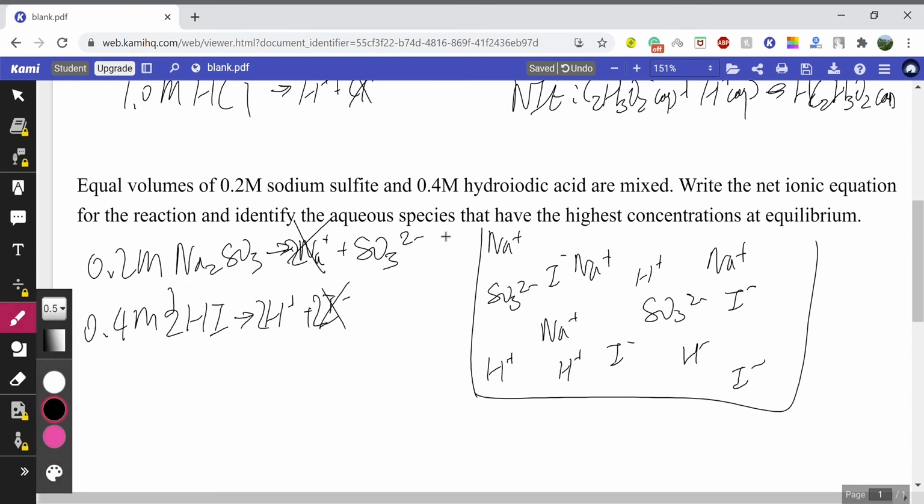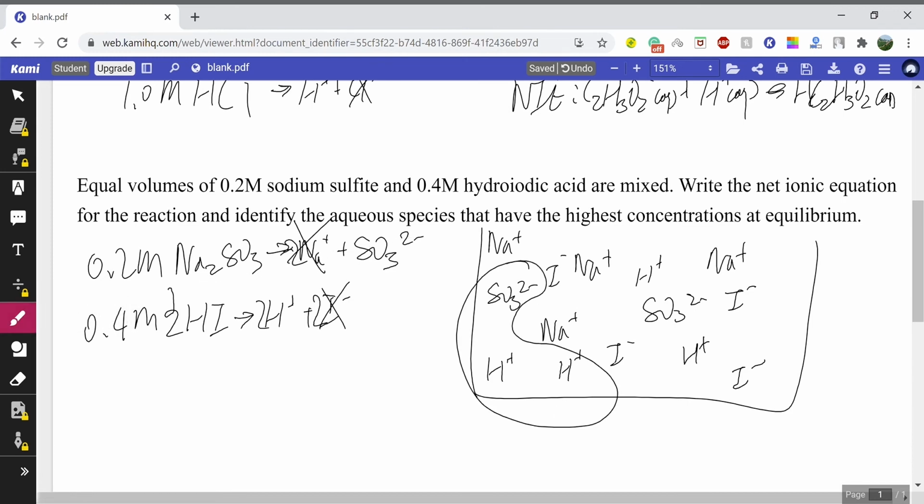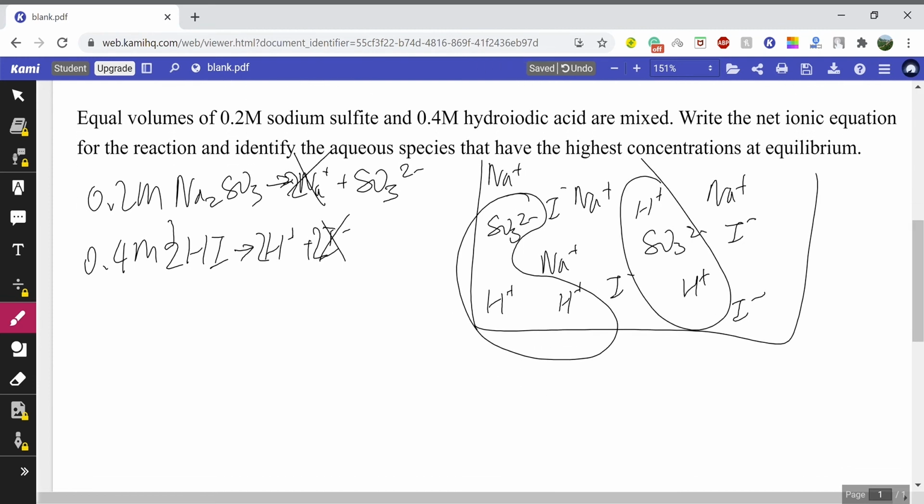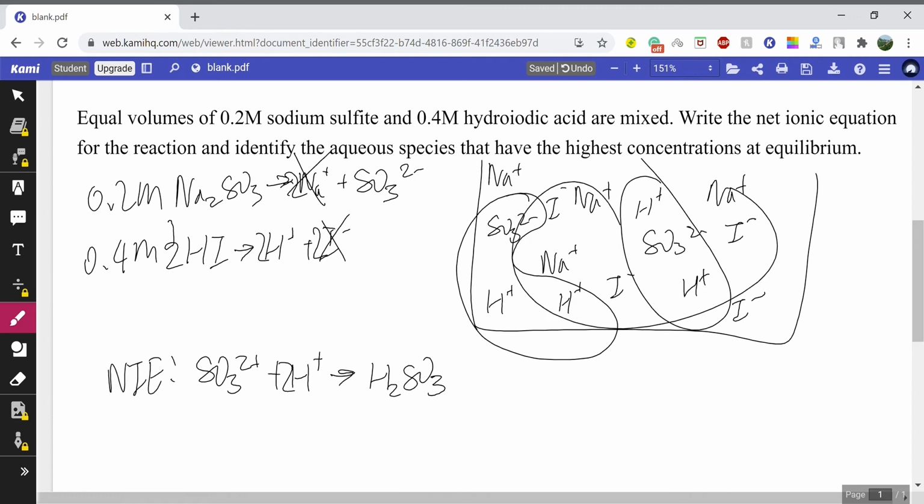For every 2 H plus, we're going to bond with 1 SO3 2 minus. So these are going to be forming bonds together. We have SO3 2 minus plus 2 H plus forms H2SO3, and this is our net ionic equation. As you can see, everything else is not used. They're just sitting there, so they're the spectator ions and they will not be used.